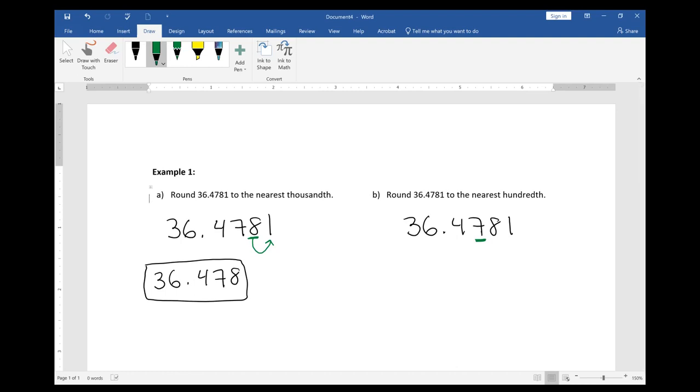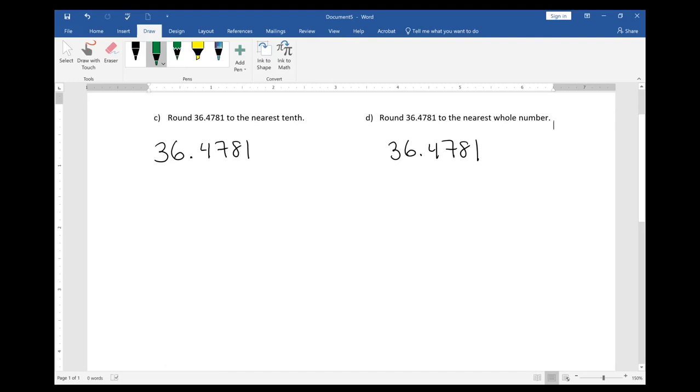Now that we have located that digit, we're going to look at the digit on the right. Since 8 is greater than or equal to 5, our underlined digit, the 7, will go up by 1 unit. So the 7 will now become an 8. So to write our new number, everything else stays the same, 36.4. The 7 becomes an 8, and we remove the rest of the numbers. So 36.4781 rounded to the nearest hundredth will be 36.48.